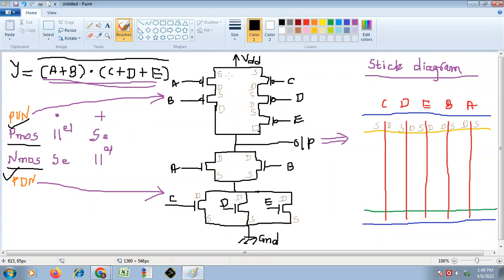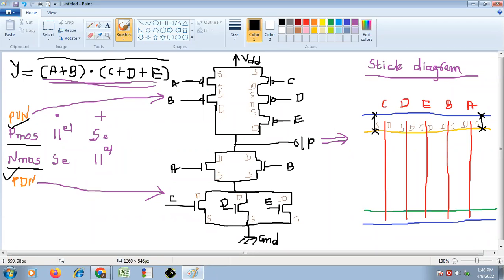First, the source of A and source of C, we have to connect to the VDD. Right. So where is source of A? This is source of A. We have to connect this to the VDD. We have connected. And source of C also we have to connect to the VDD. So it is source of C. We have to connect to the VDD. Okay, now we have completed this part.